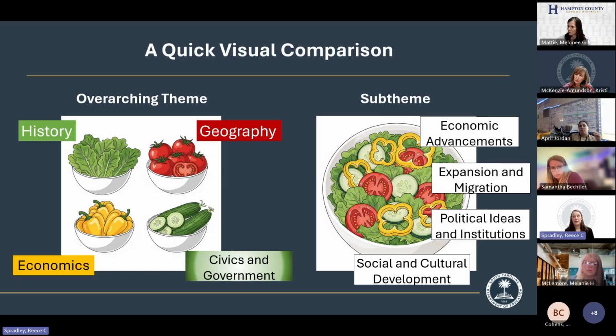Sub-themes look like what you see on the right up here: economic advancements, expansion and migration. They have pieces of the overarching themes within them. So like with expansion and migration, we know there's going to be a geography component because it's talking about land and space. But we also know that there might be a civics and government component there with policy that resulted in expansion and migration. So a lot of times you're going to be working with these salads that are pieces of these overarching themes. But those core 4 overarching themes are what stays the same from kindergarten through 12th grade.